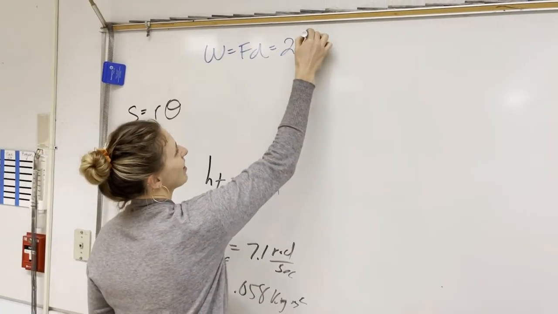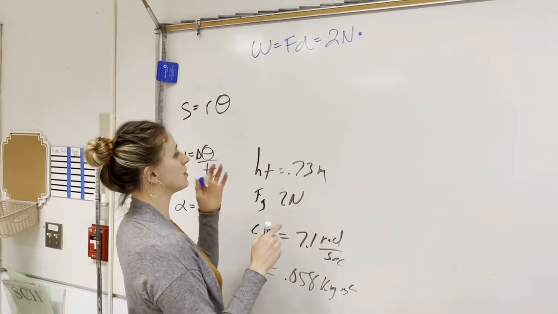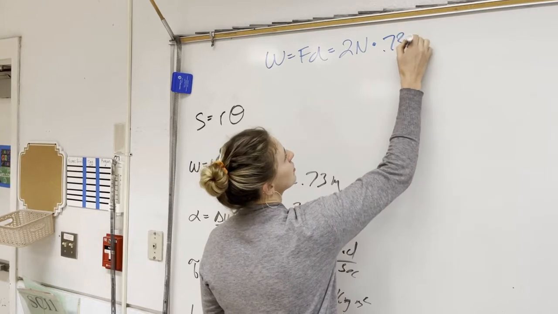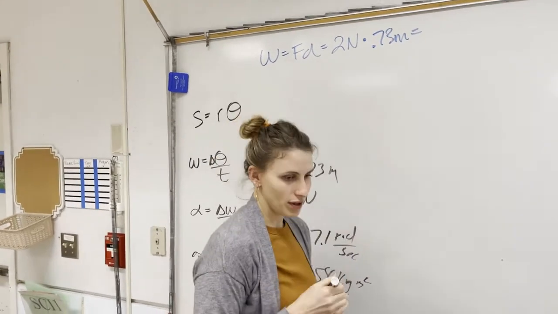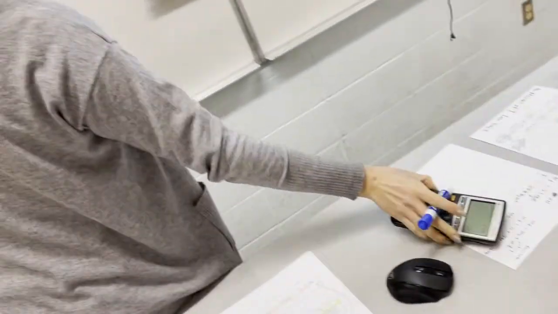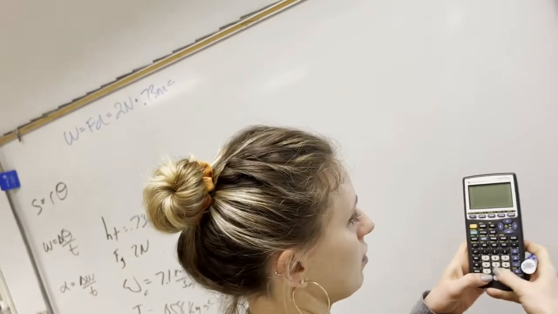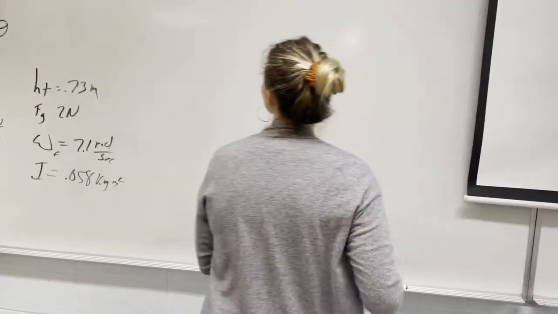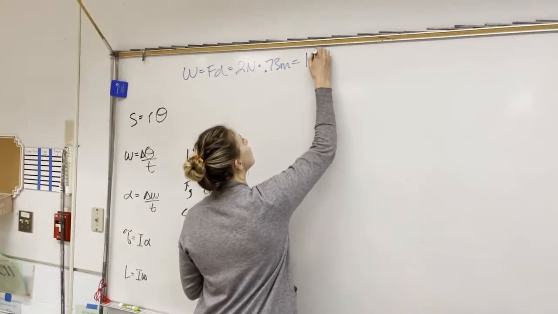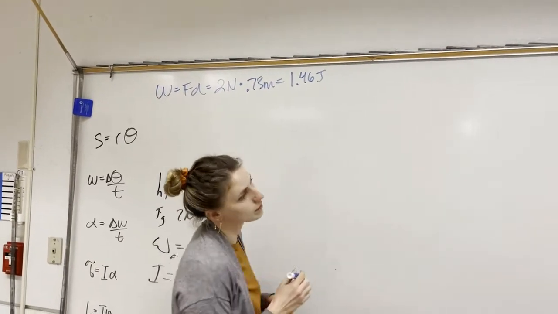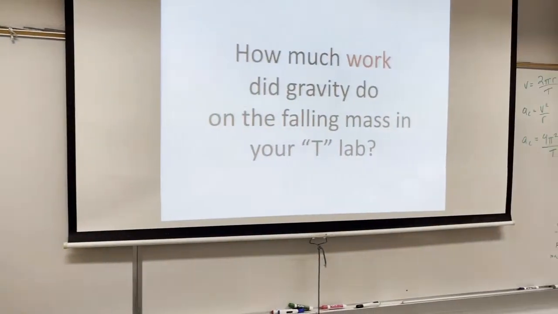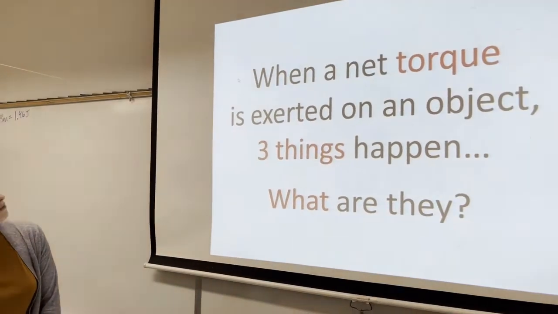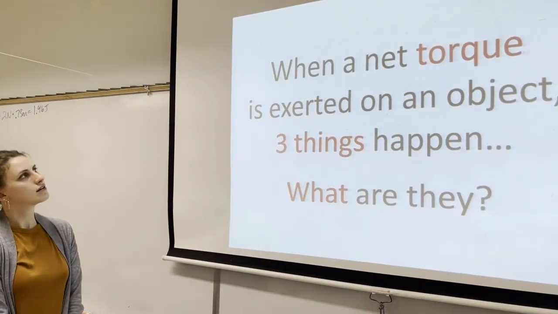And times our displacement, our height. If you look back in your notes, you should be able to find that it was 0.73 meters. When I plug this into my calculator, 2 times 0.73, we get 1.46 joules. So that's the work that gravity did, pulling down on the mass that made the T spin around.